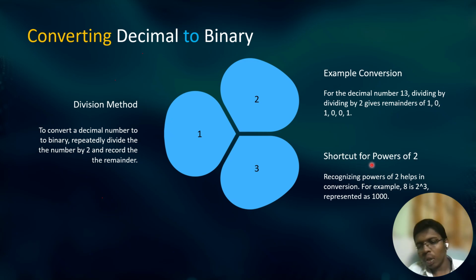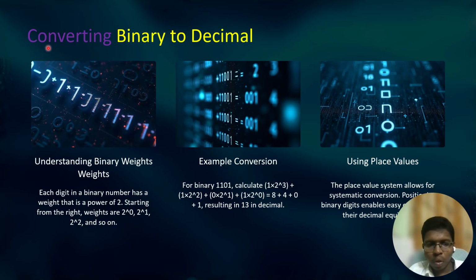Shortcut for powers of 2. Next, converting binary to decimal. Understanding binary weights: each digit in a binary number has a weight that is a power of two, starting from the right, with weights 2 to the power 0, and so on.